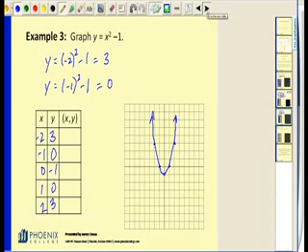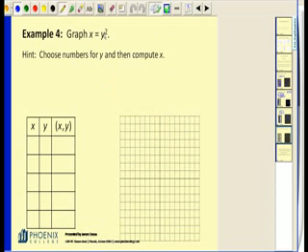One more example. We're going to graph x equals y squared. Now this equation is a little bit different than the rest of them because the y variable is being squared. X is equal to y squared. So in this case it would be easier for us to choose values of y, square them, and then get x. A little bit of a change from the routine.